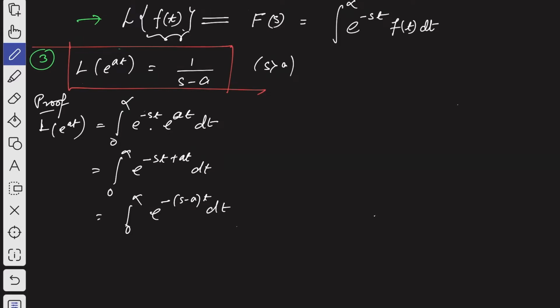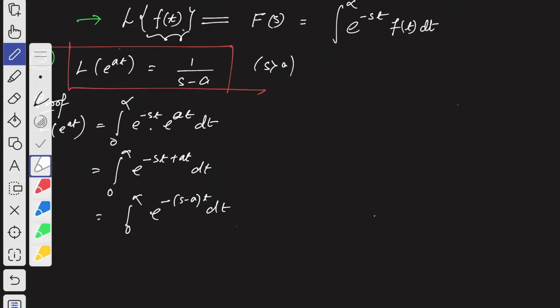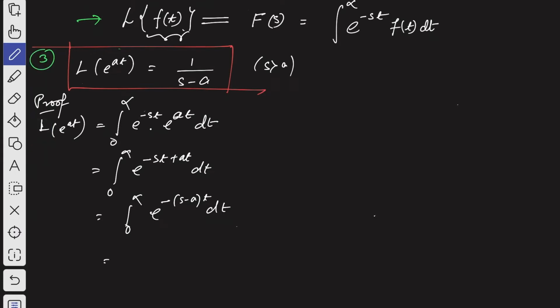Now let us integrate this. So if you integrate, we know integration of e to the power ax dx is given by 1 by a e to the power ax, right? So if you apply that formula here, then what you will get here is minus 1 by s minus a, then e to the power minus s minus a into t, with limit 0 to infinity, right, from 0 to infinity.